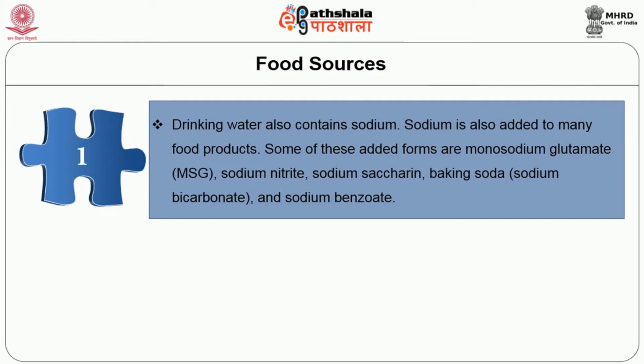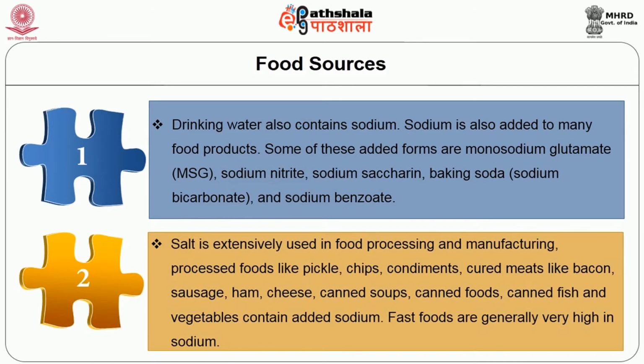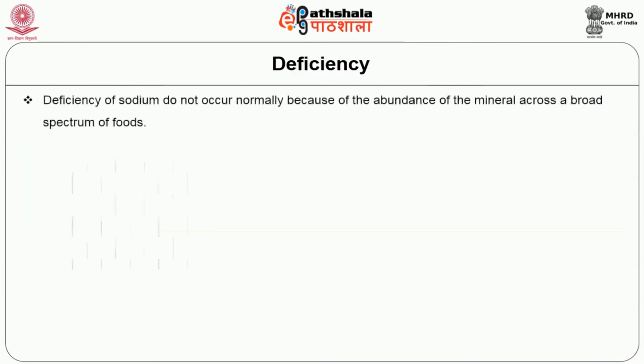Sodium is also added to many food products. Some of these added forms are monosodium glutamate, sodium nitrate, sodium saccharin, baking soda and sodium benzoate. Salt is extensively used in food processing and manufacturing. Processed foods like pickle, chips, condiments, cured meats like bacon, sausage, ham, cheese, canned soups, canned foods, canned fish and vegetables contain added sodium. Fast foods are generally very high in sodium.